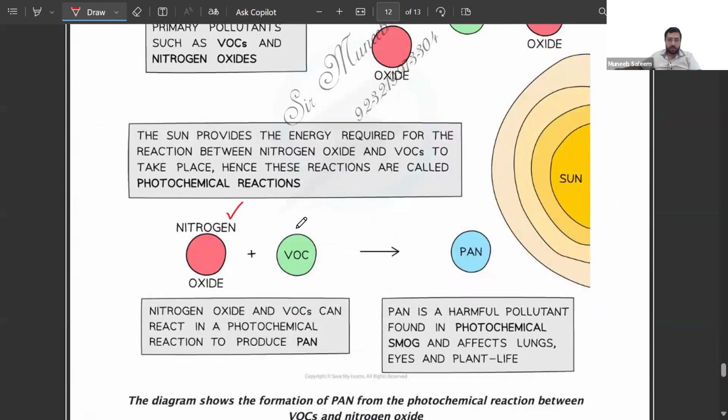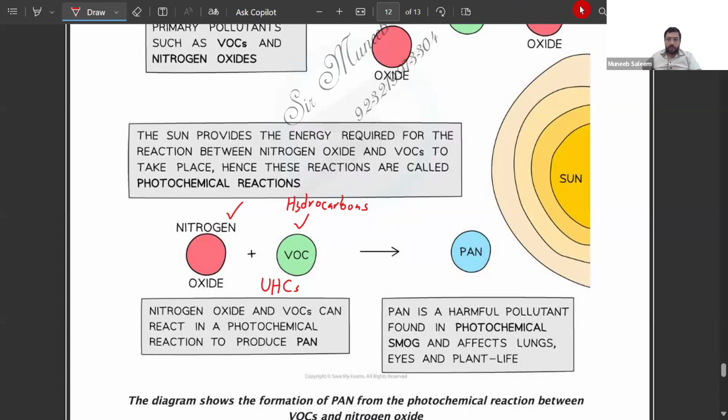Nitrogen oxide reacts with VOC. VOC is basically another name for the unburned hydrocarbons. Basically, they are small organic compounds, small hydrocarbon chains, but they are not burned, unburnt hydrocarbons. They react in the presence of the sunlight and oxygen to make the PAN.